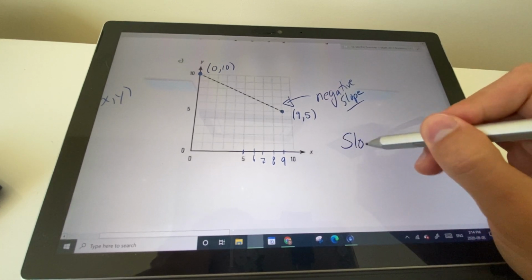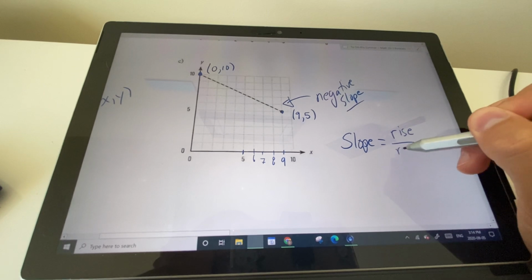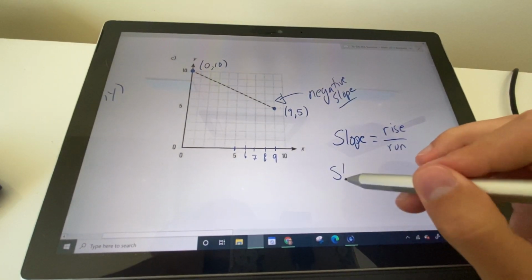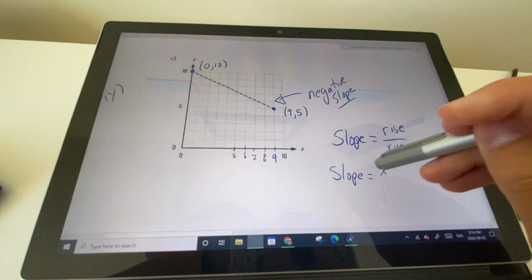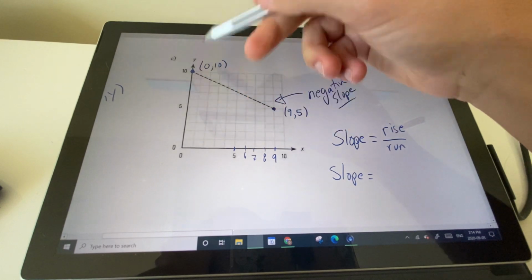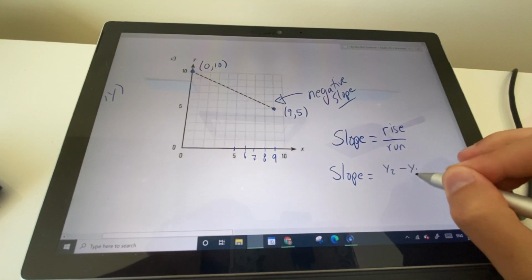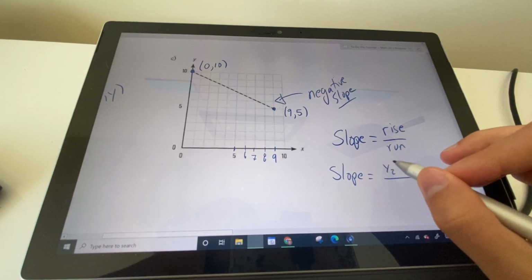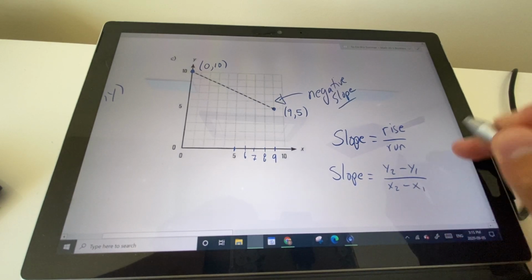Now, in order to figure out what the slope of this is, we have to use our equation. Slope equals rise over run. When we're using it in terms of a graph, y is going to go on the top. Remember, y is our rise. It's going up and down. So y2 minus y1, and it's really important to line up the proper x value. Since y2 is here, x2 is going to be right below it, minus x1.